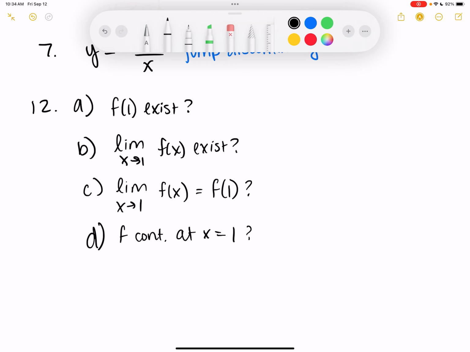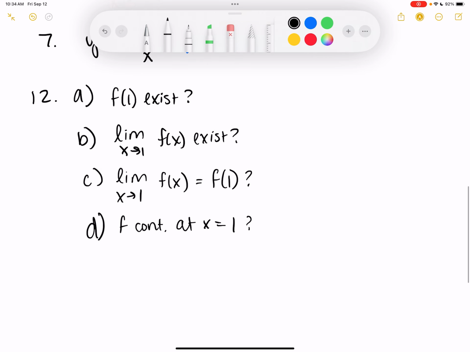So first thing we're looking at, does f of 1 exist? So we're looking, is there a value for this function that when I plug in 1, I get a value?